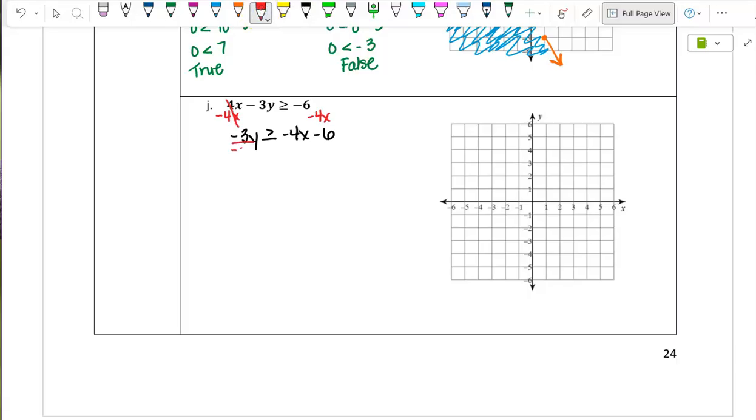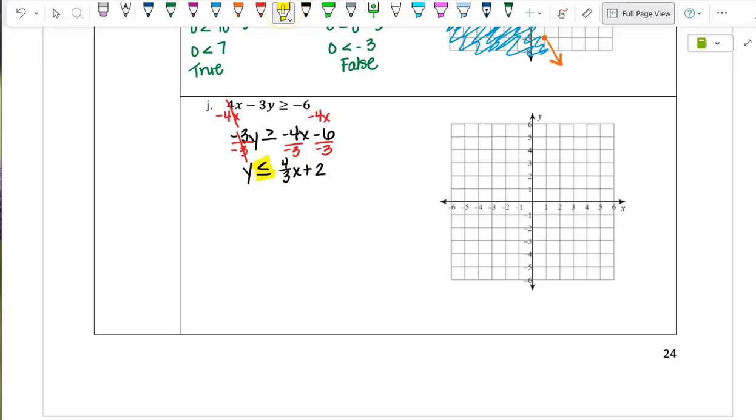Then we need to go in and divide everything by -3. And again, because we divided by a negative, we have to reverse the direction of our inequality symbol. So it becomes y is less than or equal to -4 divided by -3 gives me +4/3 x. -6 divided by -3 gives me a +2. So once I'm in slope-intercept form, I have y is less than or equal to 4/3 x plus 2.